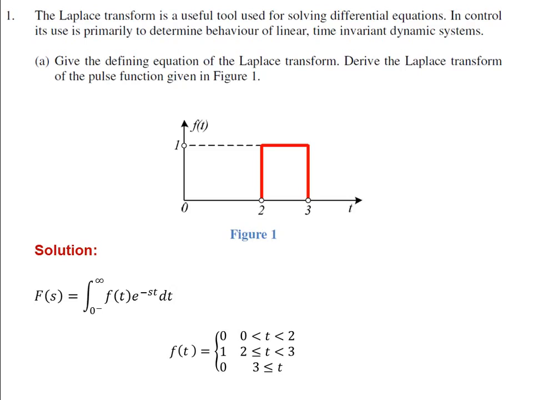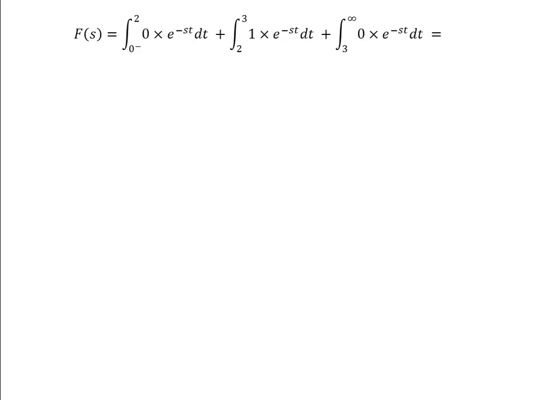So if we implement this function f(t) in the definition of the Laplace transform F(s), we will have this relation. F(s) is equal to the integration of 0 multiplied by e^(-st) dt when t is between 0 and 2, plus 1 multiplied by e^(-st) dt when t is between 2 and 3, and again plus the integration of 0 multiplied by e^(-st) dt when t is varying from 3 to infinity.